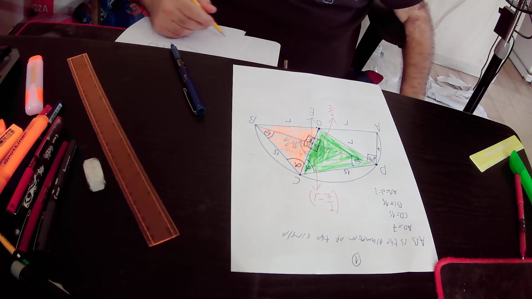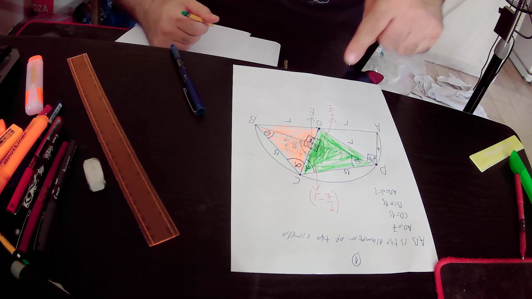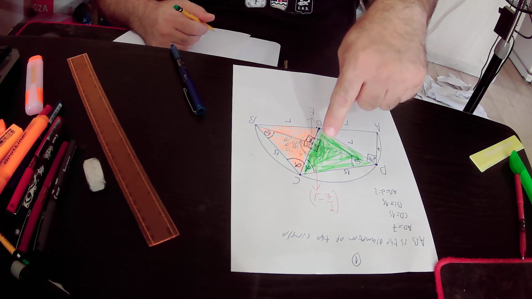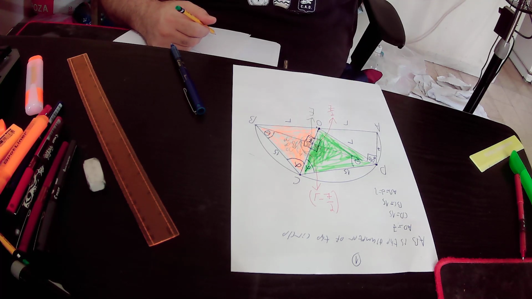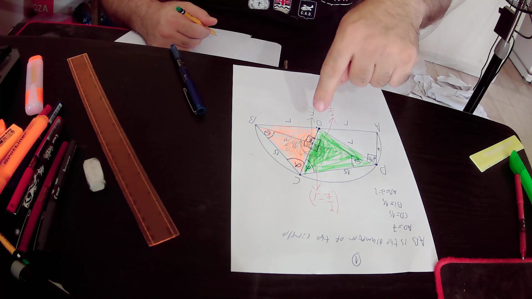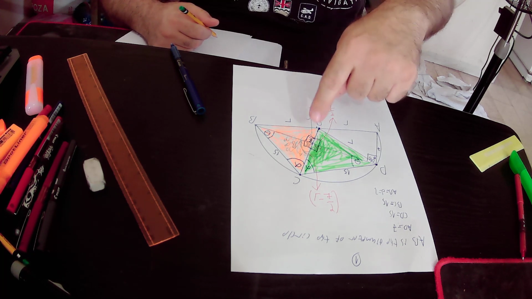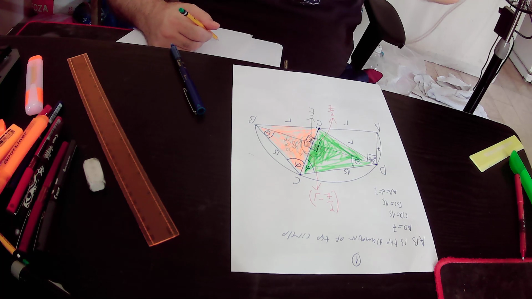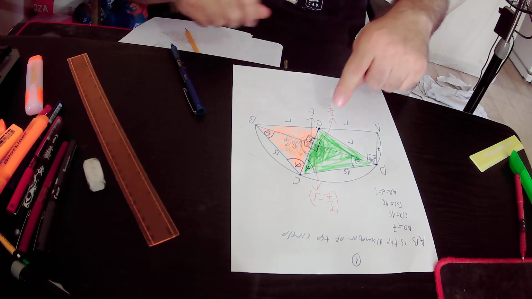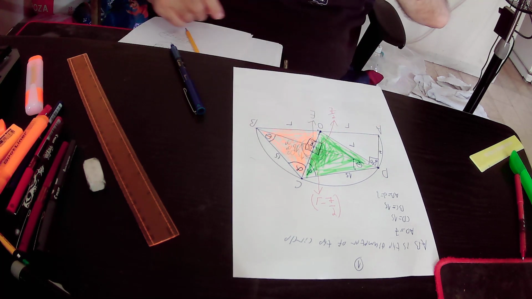So angle CED equals 90 degrees, and angle CEB also equals 90 degrees. Those two angles are right angles.